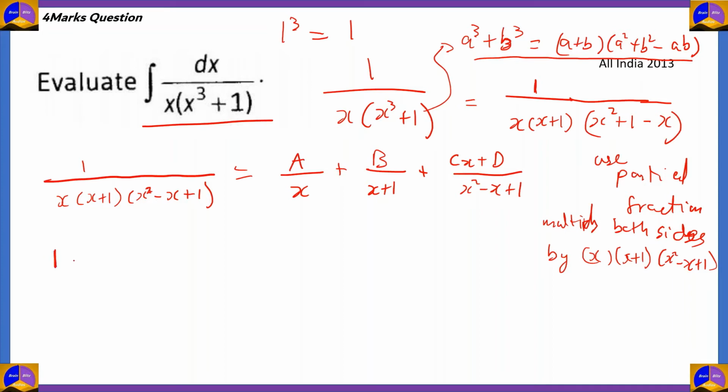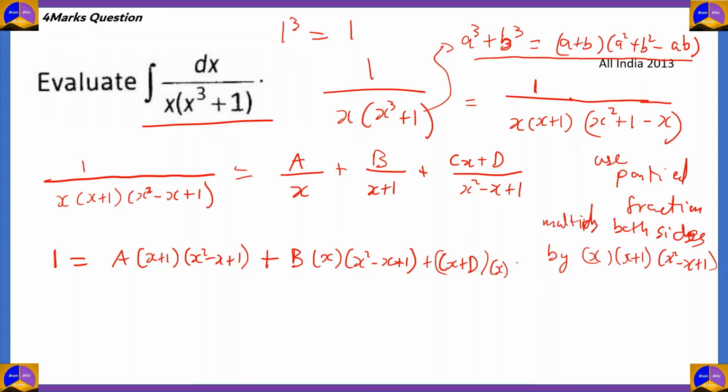So on the left-hand side, you get 1. On the right-hand side, you'll get a times x plus 1 times x squared minus x plus 1. Then on b, you'll get x times x squared minus x plus 1, because one of the parts is always getting canceled. And then for cx plus d, we are getting x times x plus 1. So now we can just simply substitute values for x in order to get our answer.